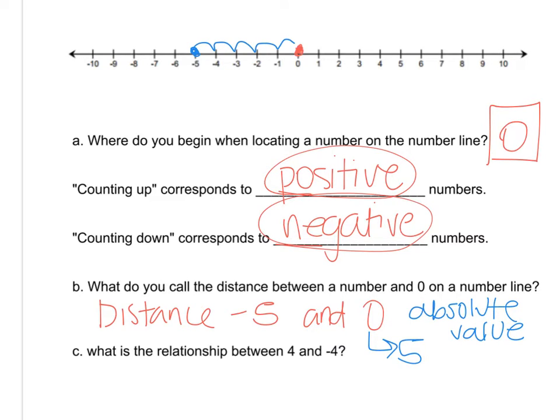It doesn't matter if you're going in the positive direction. It doesn't matter if you're going in the negative direction, if you're going north, south, east, or west. I just want to know how many times am I going to have to shuffle my feet to get to -5. And the answer is I'm going to have to move it 5 times.